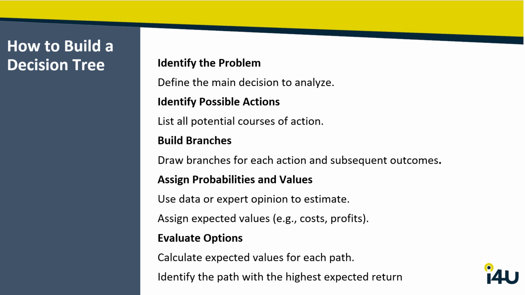How to build a decision tree. Identify the problem. Define the main decision to analyze. Identify possible actions. List all potential courses of action. Build branches. Draw branches for each action and subsequent outcomes. Assign probabilities and values. Use data or expert opinion to estimate. Assign expected values, e.g., costs, profits. Evaluate options. Calculate expected values for each path. Identify the path with the highest expected return.